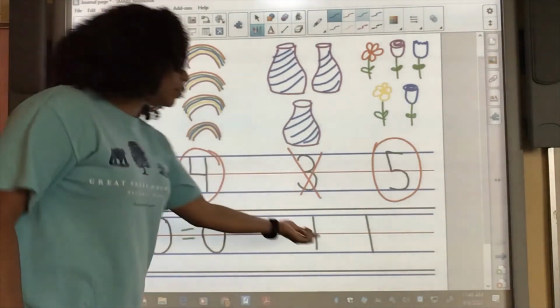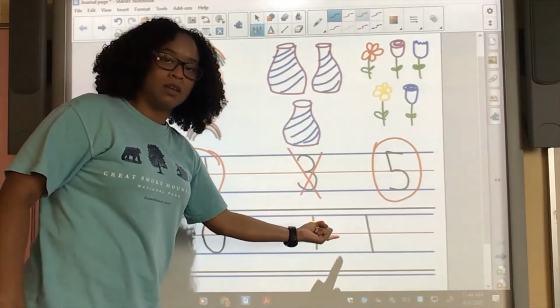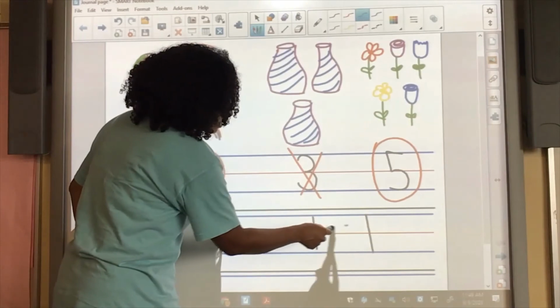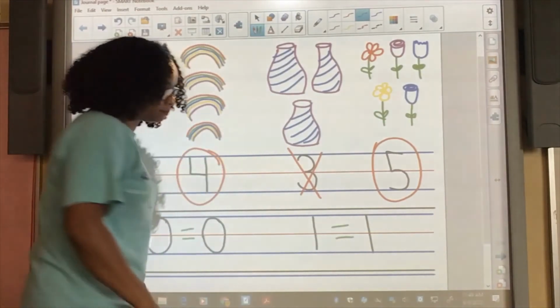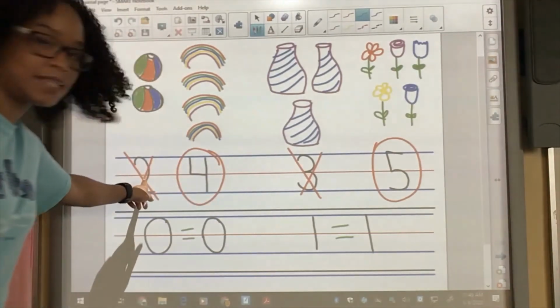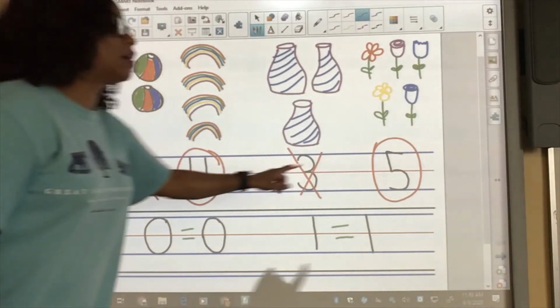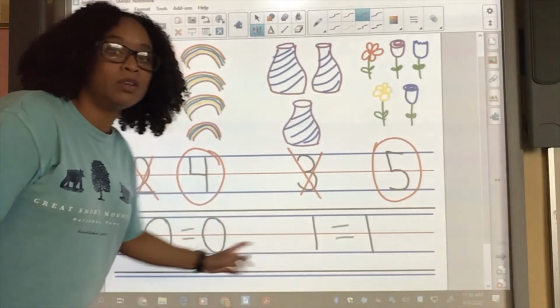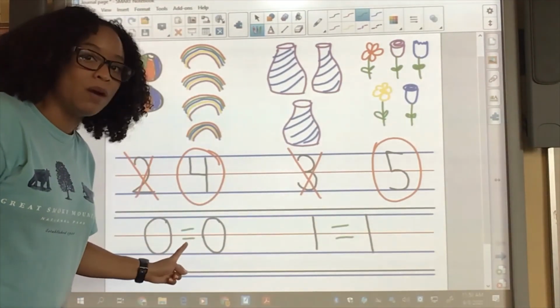Yes. So what are we going to write here in between our 1s? We're going to write our equal sign. So let's do it. A line on top and a line on bottom. And there we go. We've compared less than, we've compared more than, and we've compared equal using our new sign we learned about, which is our equal sign.